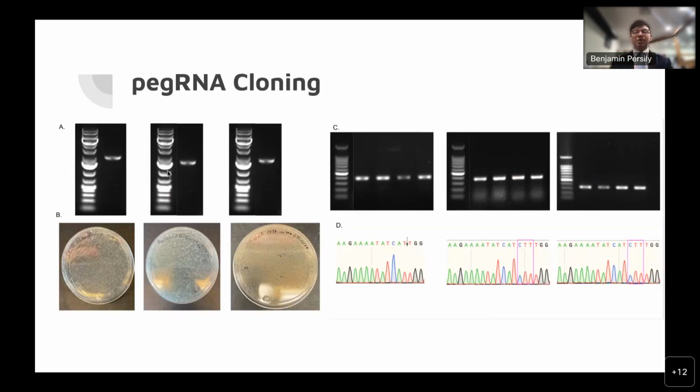These gels up here represent a successful digestion. These plates, a successful transformation. And these gels up here, a successful colony screening. This sequencing down here shows that in the pegRNA to induce the mutation, the 3 base pair sequence present in the corrected versions of the gene of the pegRNA is gone. These electropherograms therefore confirm the accuracy of the cloning of the pegRNAs.